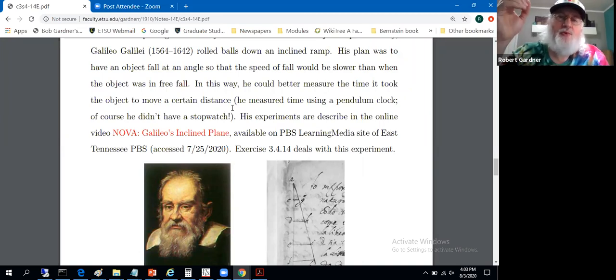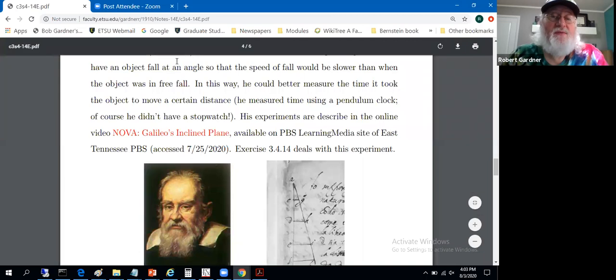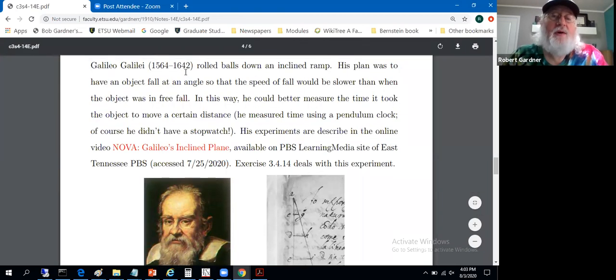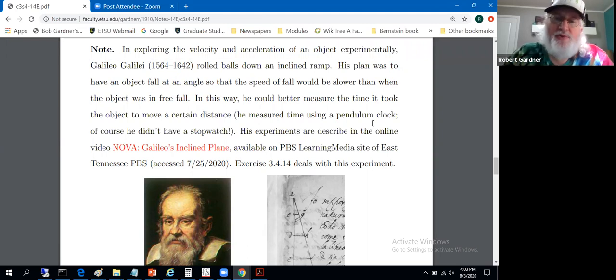So when you just drop an object, it's pretty difficult to time how long it took it to fall a certain distance. Remember, Galileo is working with a pendulum clock here. This is 400 odd years ago. So he ain't got a stopwatch. He's trying to measure things. He uses pendulum clocks. He actually uses his pulse to measure certain things in some of his experiments. His notebooks are still around. They're still in print, in fact.